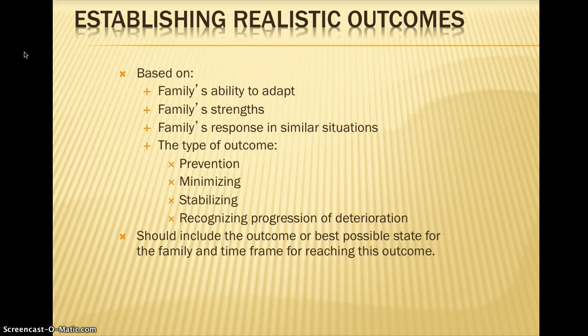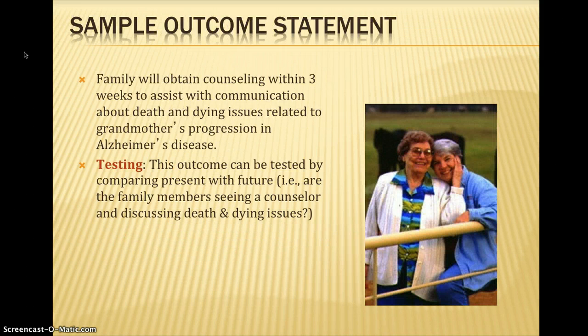So outcomes should be realistic and based on that family's ability to adapt, their strengths, and how they responded similarly in the past. It might be a preventive outcome, minimizing risk, or stabilizing them in the case of a more chronic condition, and recognizing the progression of deterioration. And this outcome statement looks at that, recognizing the progression of deterioration. So it asks about having the family obtain counseling with a grandmother who is progressing in her Alzheimer's disease.